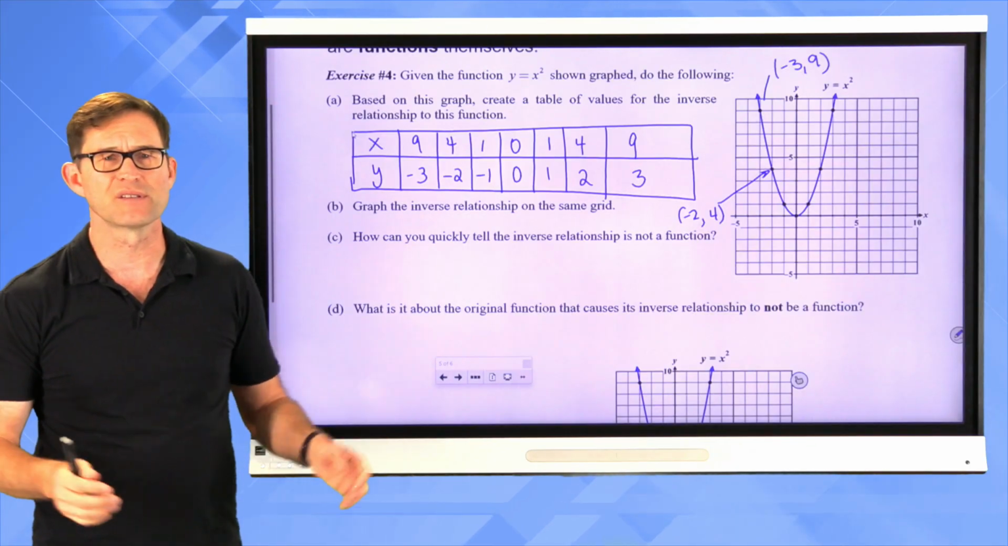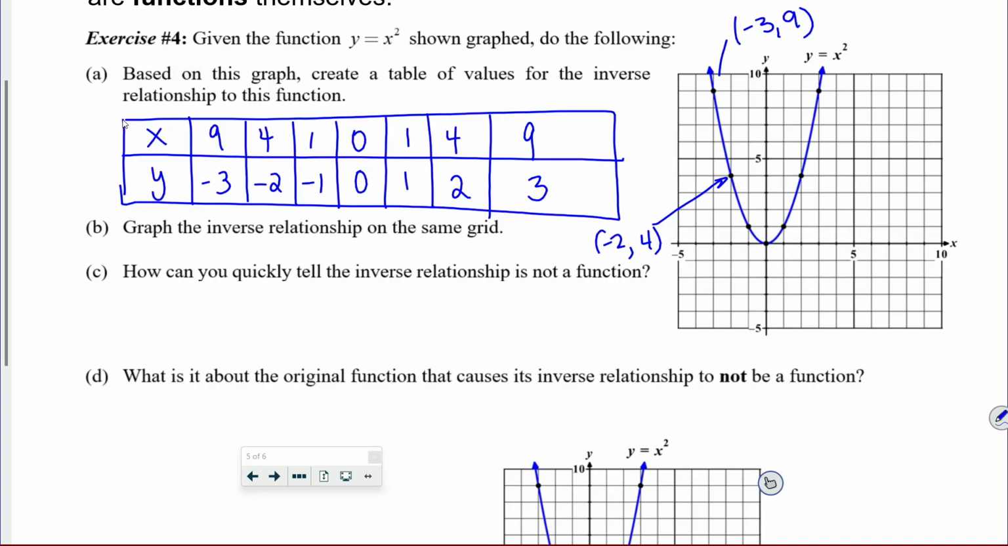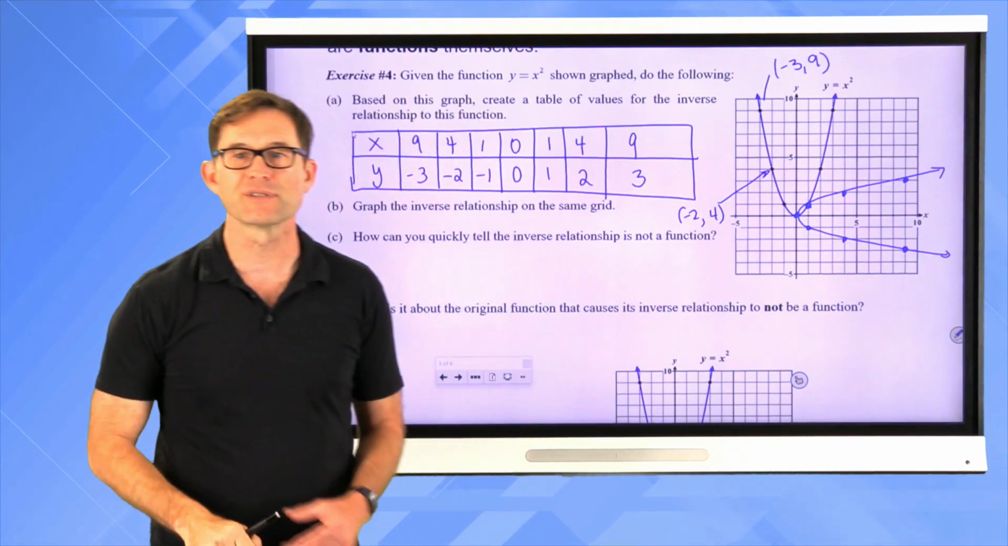Awesome. Well, let's do this together, right? We have x equals 9, y equals -3. That's going to be right there. X equals 4, y equals -2. X equals 1, y equals -1. 0, 0, 1, 1. Those are already on our graphs. 4, 2. And 9, 3. So we get this particular graph for the inverse.